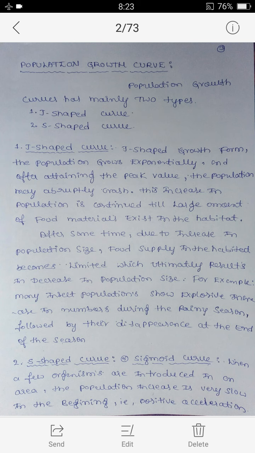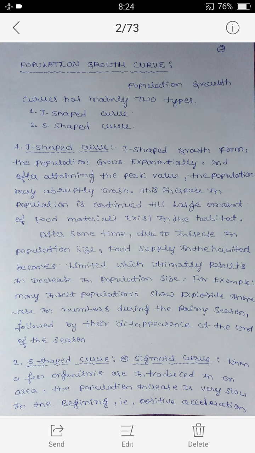Next one is population growth curve. Population growth curves are mainly of two types. One is J-shaped curve and second one is S-shaped curve. Now we will discuss one by one. First one, J-shaped curve.